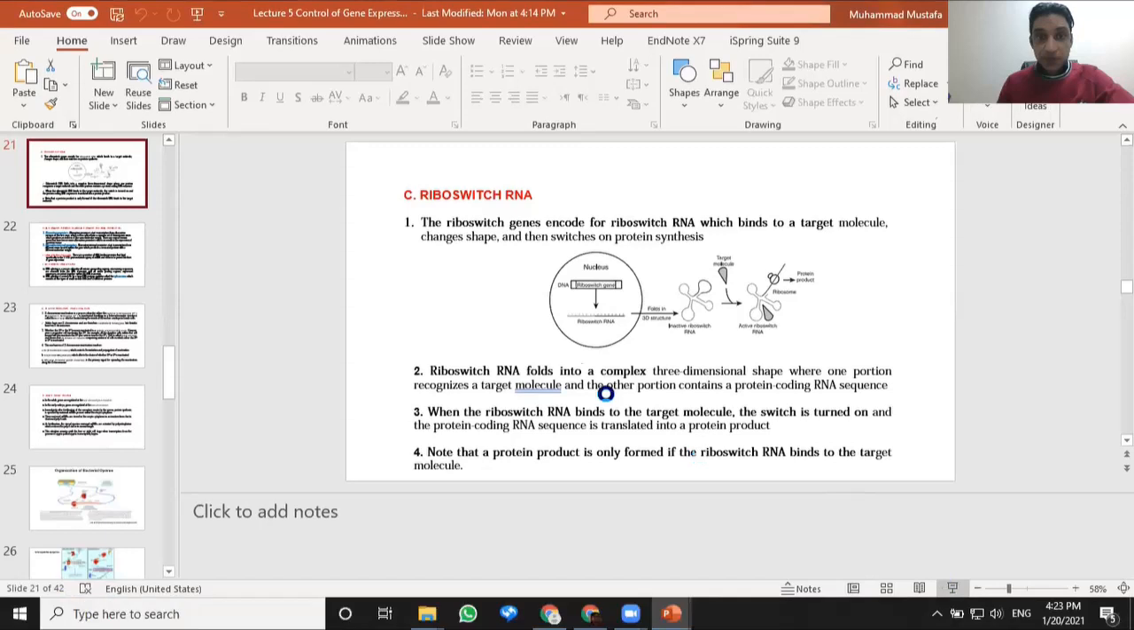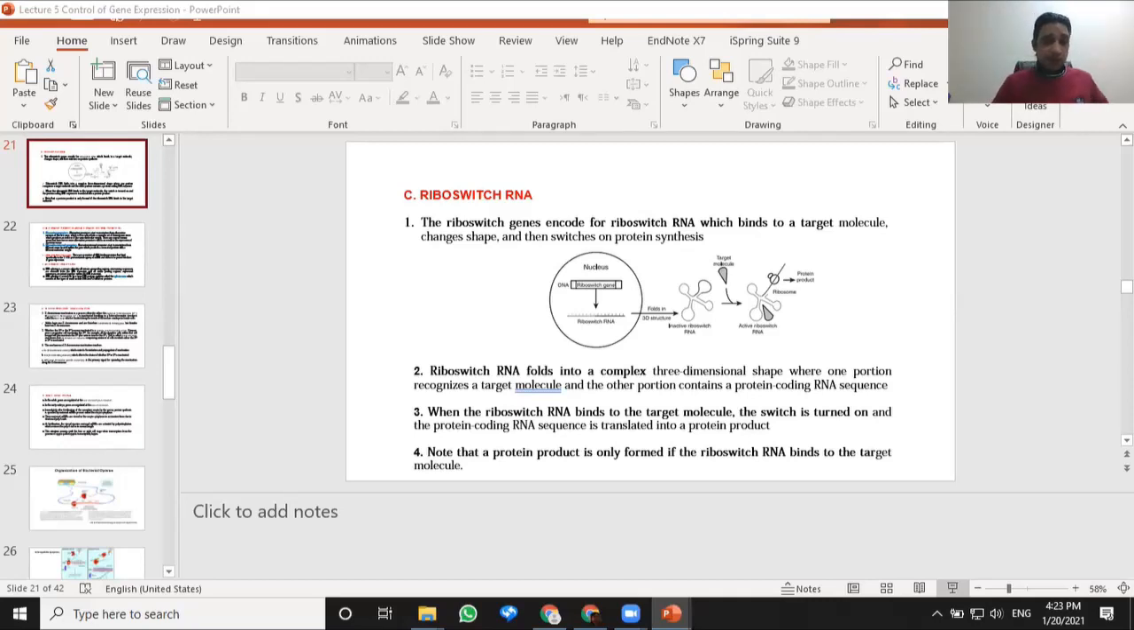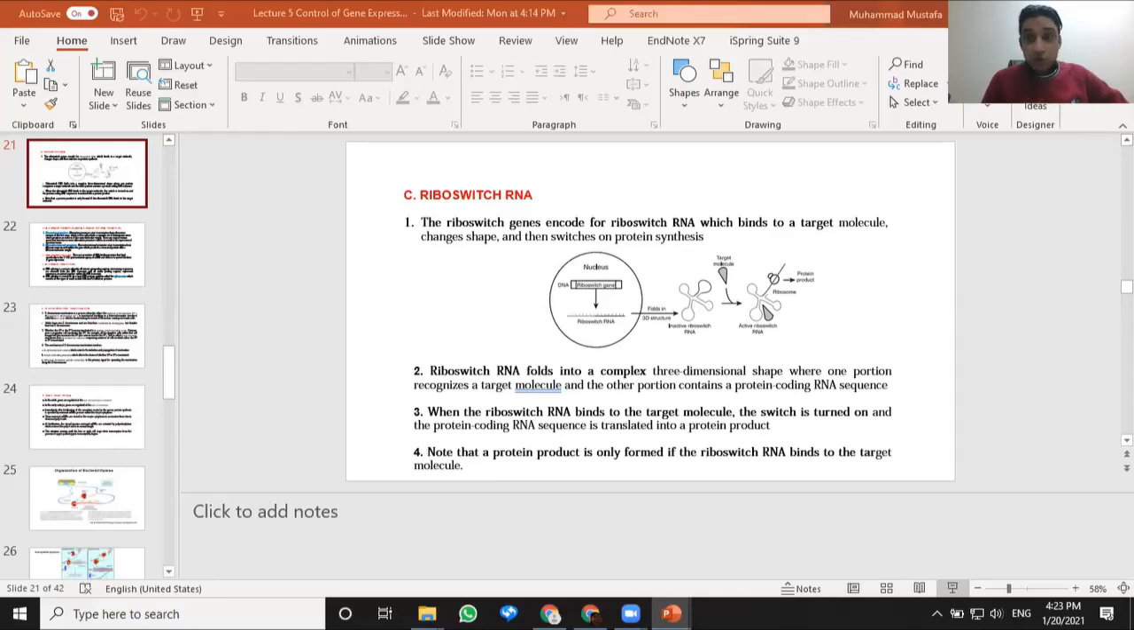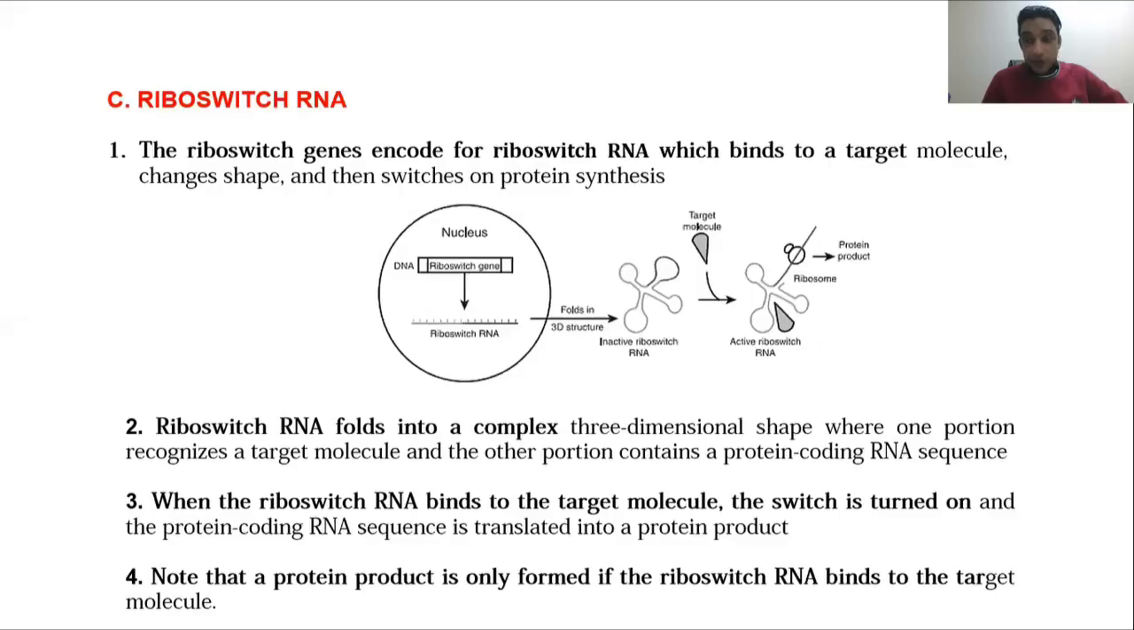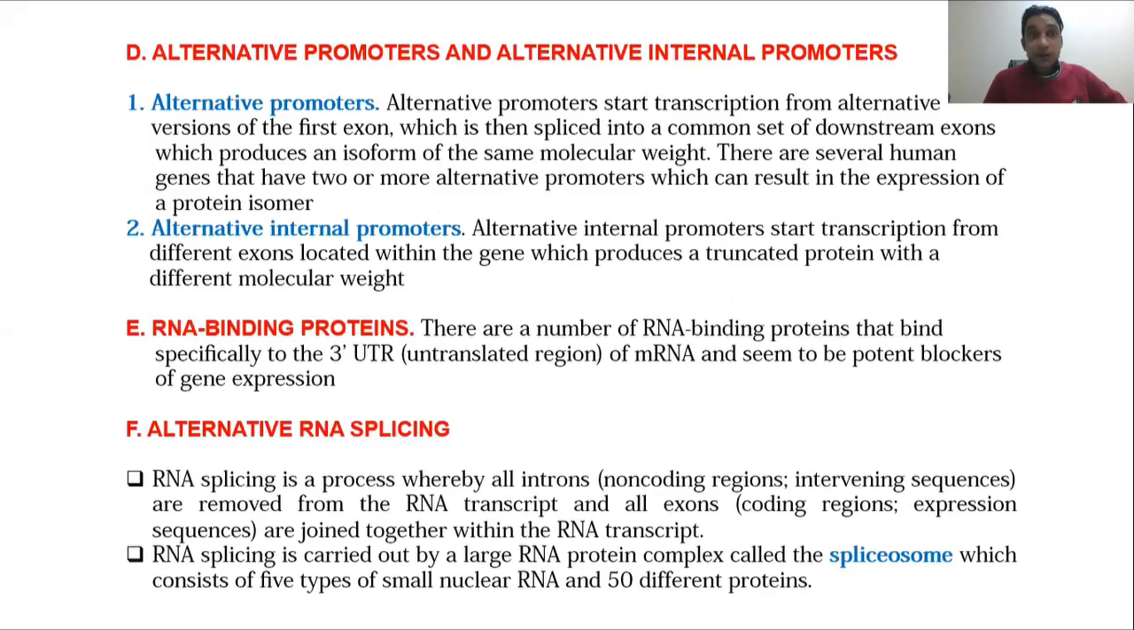In the last part, we have studied the riboswitch, and there are a few more methods in which a cell can control its expression of the genes. The next is the very famous alternative promoters and alternative internal promoters.